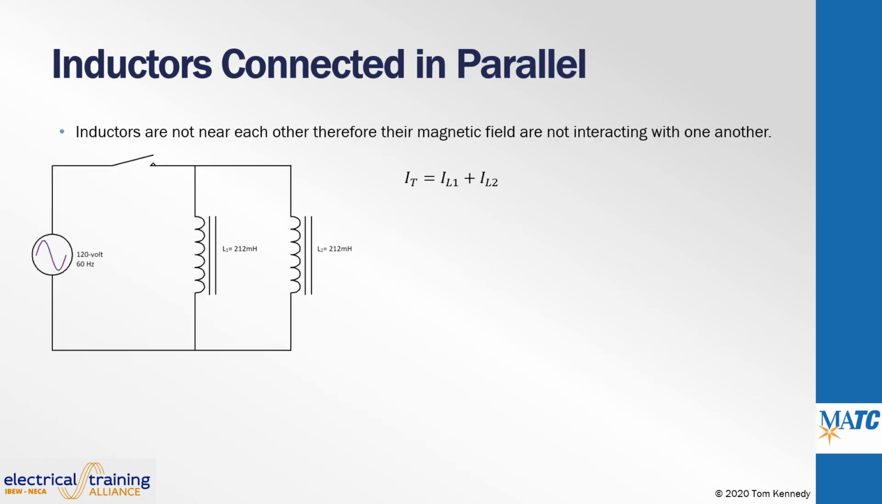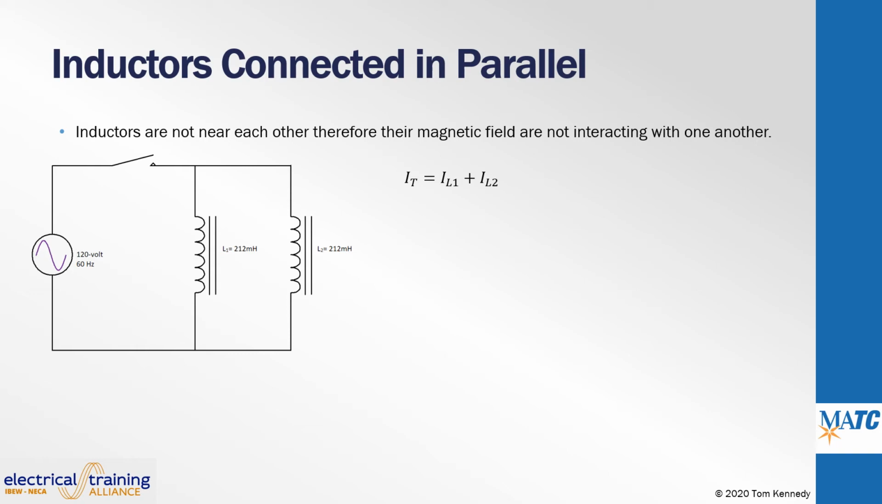In the figure of this inductive circuit shown here, there are 2 inductors connected in parallel. One item of information to note is that the magnetic fields of the inductors are not interacting with each other in any way. These are 2 inductors that are placed at a distance apart, to which the magnetic fields will have no effect on one another.